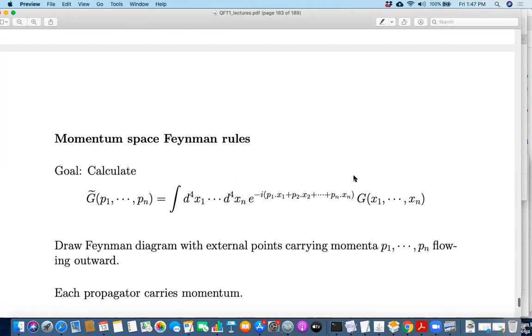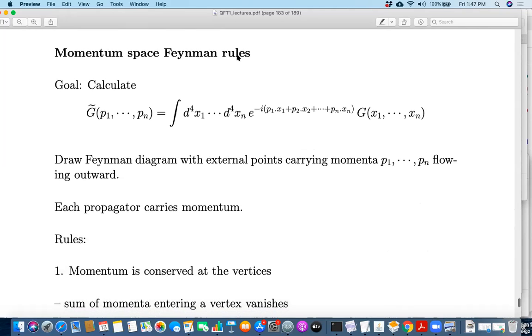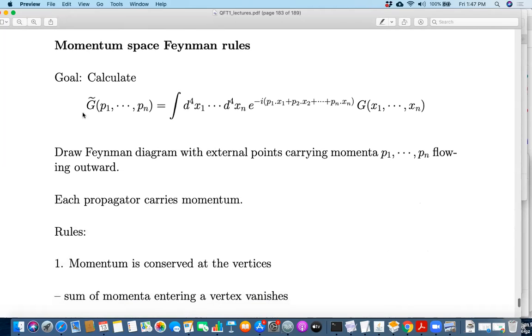Okay, so let me remind you of the momentum space Feynman rules, and then we'll work out some examples. So what was our goal? Our goal was to calculate the Fourier transform of this Green's function as a function of x1 to xn. And this was the Fourier transform.